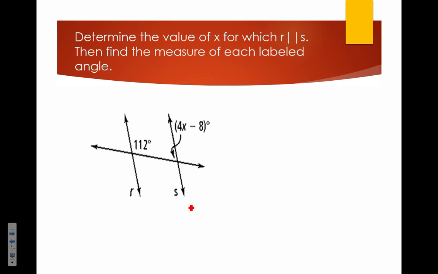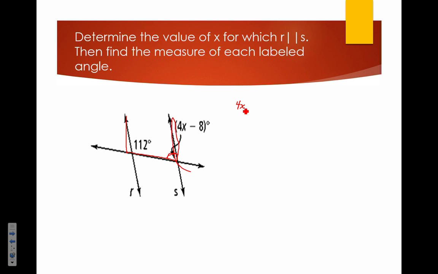Another type of problem that we typically see is to determine the value for x for which R is parallel to S, and then find the measure of each labeled angle. So we just want to find the measure of this angle right here. Again, we know that we've got this going on right here, so those two angles should add up to 180 degrees.